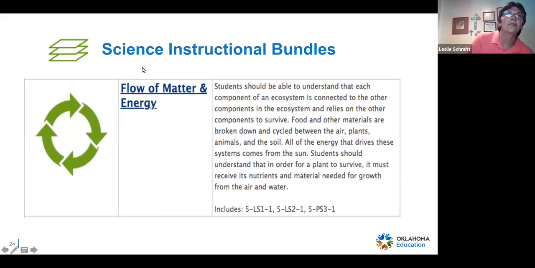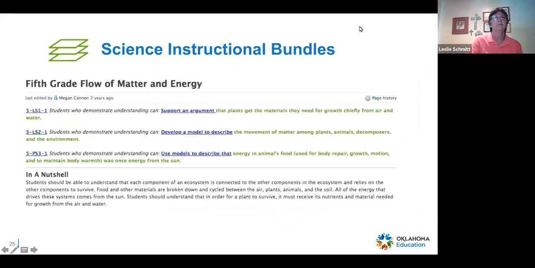Under science instructional bundles, we've chosen to present a screenshot of flow and matter of energy. This standard is explained. The entire standard is there, and then it includes a breakdown of the objectives. The one that we're going to look at is 5th grade level, 5th grade flow of matter and energy. You're going to see each objective. You'll see some of the dark blue that again falls under the science and engineering practices. Then green, which falls under the disciplinary core ideas for this standard.